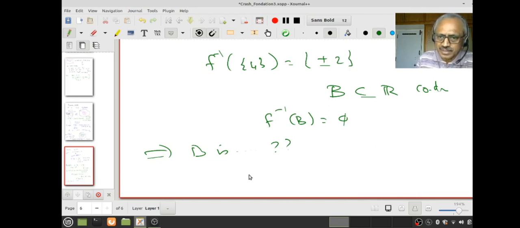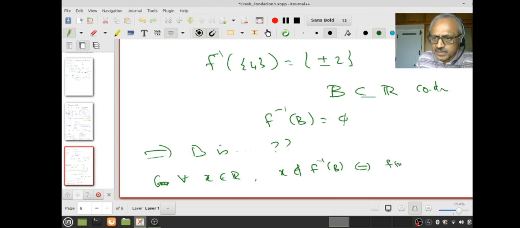Let us go through that. That means what? I have an x. Give me any real number x. Given any x in R, x is not in f inverse B. You understand that? But this is the same as saying, as we had already seen, that f of x is not in B. But what does that mean? x squared is not in B.